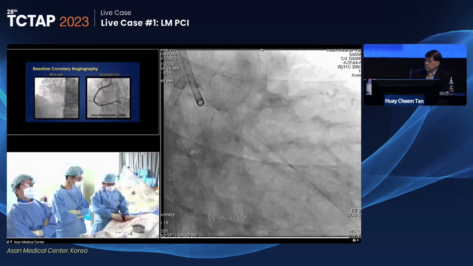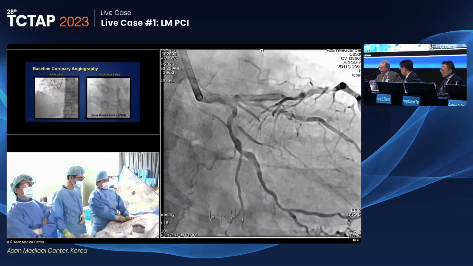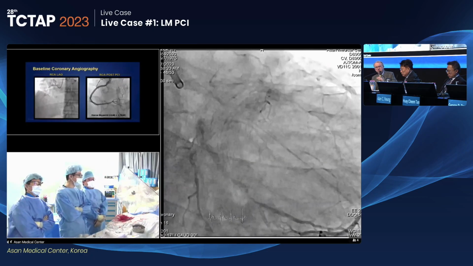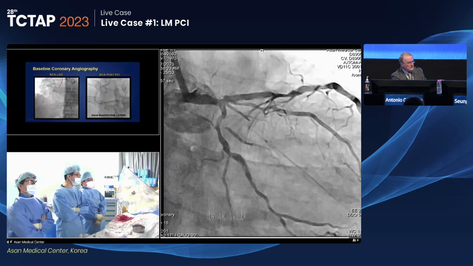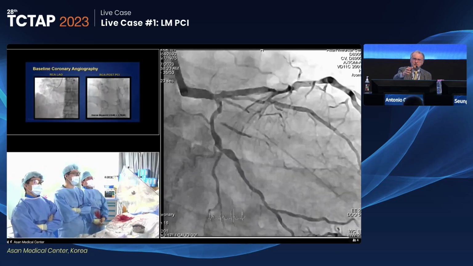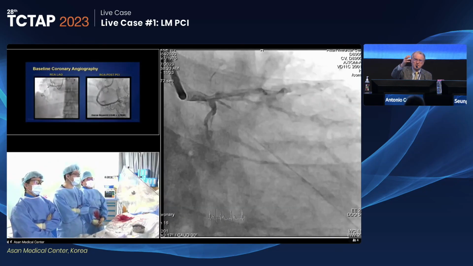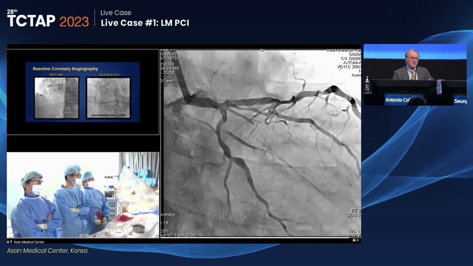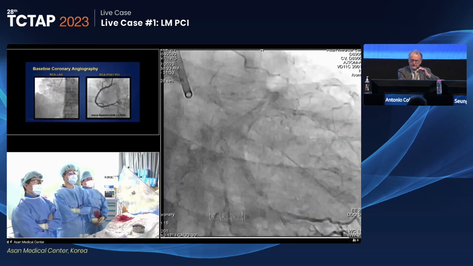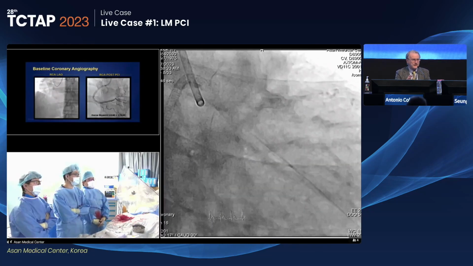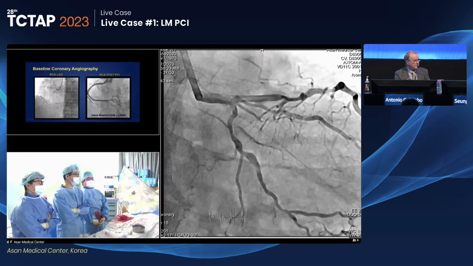I think the circumflex is relatively small and has so much diffuse disease. So I think you really have to do all you can to avoid stenting the circumflex. Because if you start stenting the circumflex, you're going to have a full metal jacket on the circumflex. You're going to waste a lot of time for a vessel which is most probably not so important. So just keep it open, do very little on the circumflex.